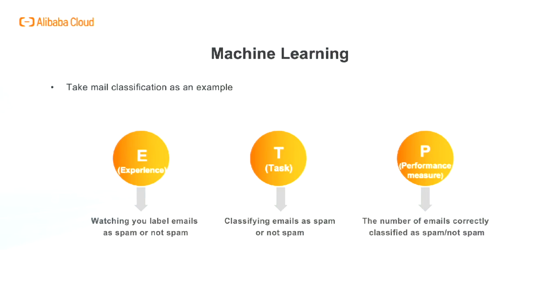According to Tom Mitchell's definition of machine learning, please give the definitions of E, T, and P. E is watching you label emails as spam or not spam. T is classifying emails as spam or not spam. And P is the number of emails correctly classified as spam or not spam.